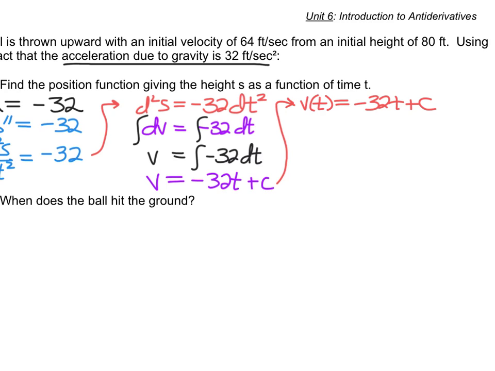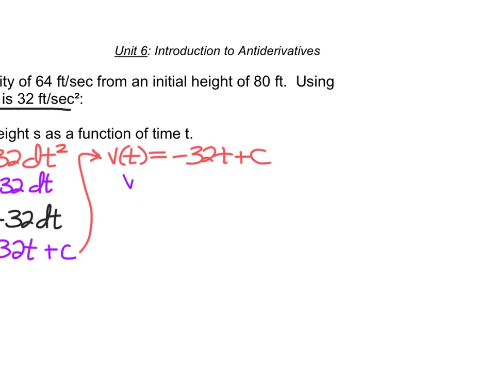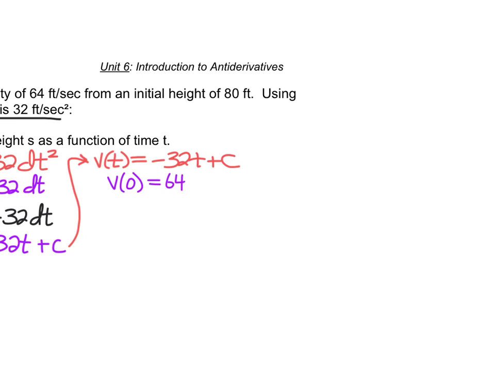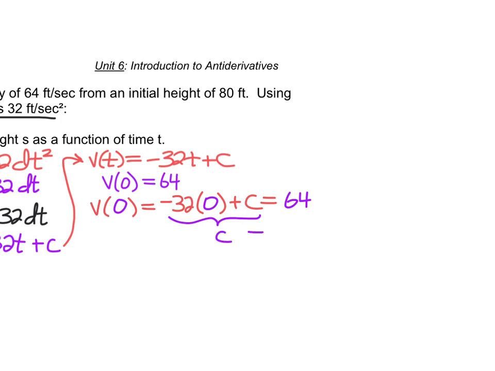There's always going to be some information, if it's an initial condition question, that will allow you to do that. The ball is thrown upward with an initial velocity of 64. So that's telling us that when time t equals 0, the velocity is 64. That one you can figure out in your head, but I'll show the work. Replace the t with 0, set it equal to 64. The left-hand side simplifies down to just c, so c equals 64. So my v of t function would be negative 32t plus 64.